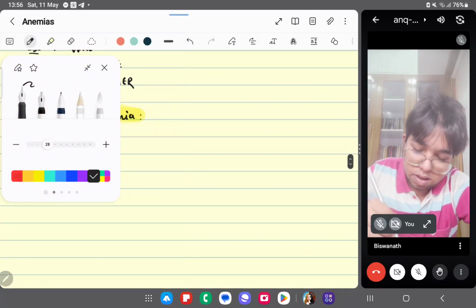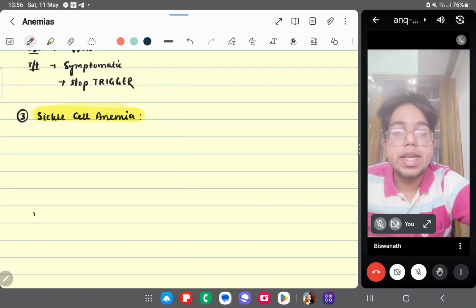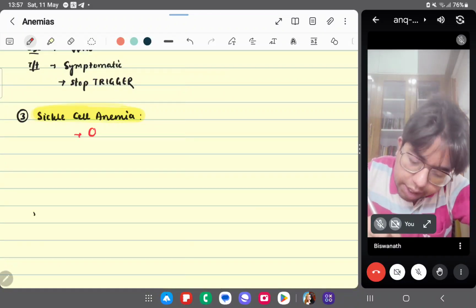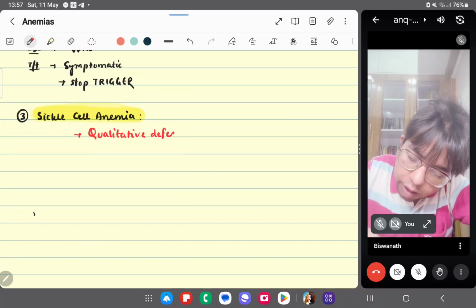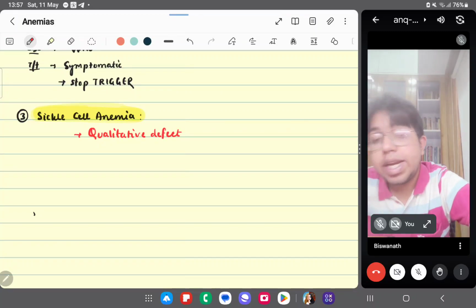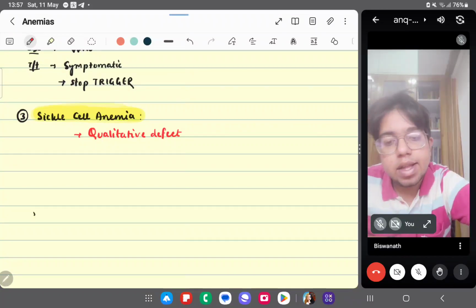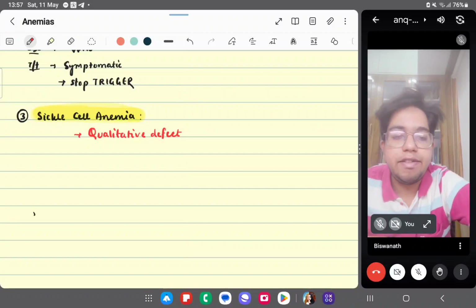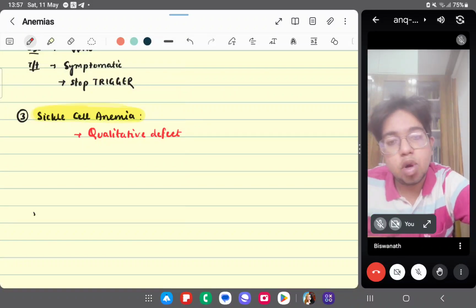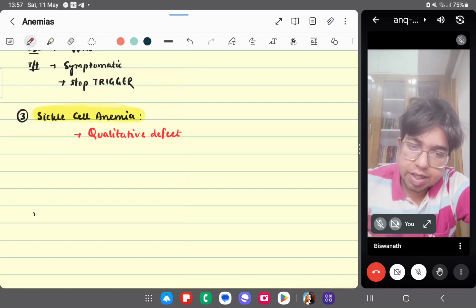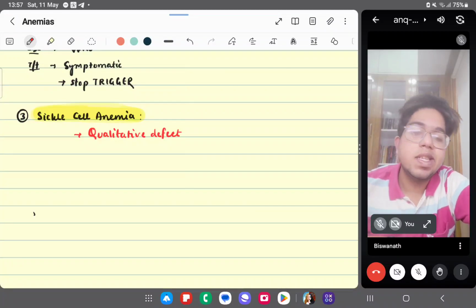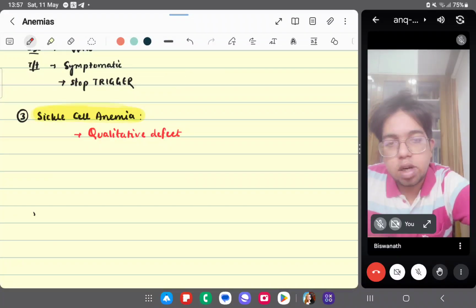Let's discuss this. Sickle cell anemia is basically a hemoglobinopathy. It is a qualitative defect, first thing. Qualitative defect means there is a qualitative change in the hemoglobin. The hemoglobin produced is of inferior quality, and thalassemia is a quantitative defect, meaning there is a decreased quantity of hemoglobin production. Both are genetic defects, but one is qualitative and the other is quantitative.